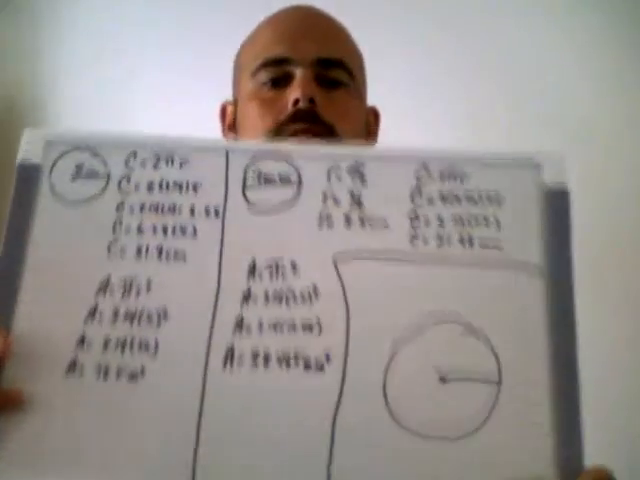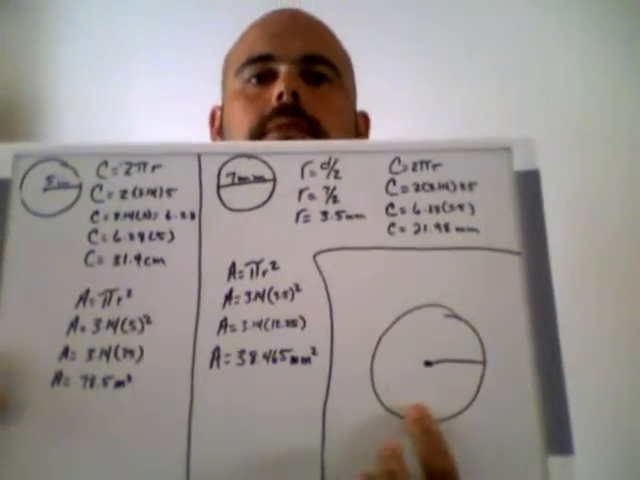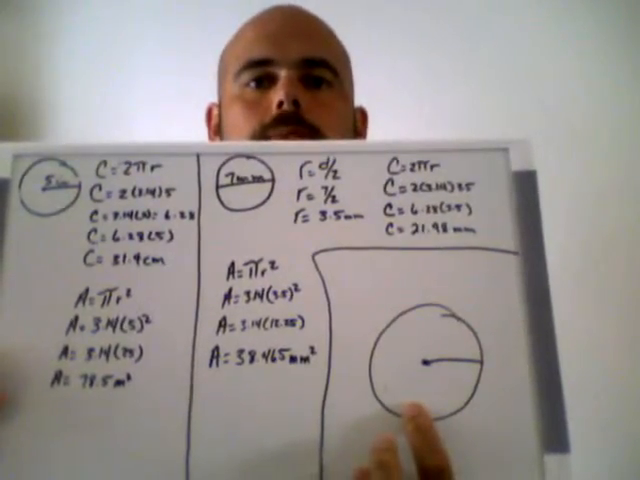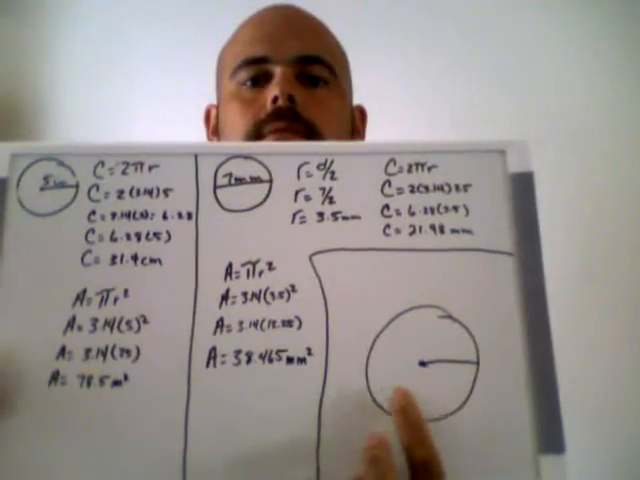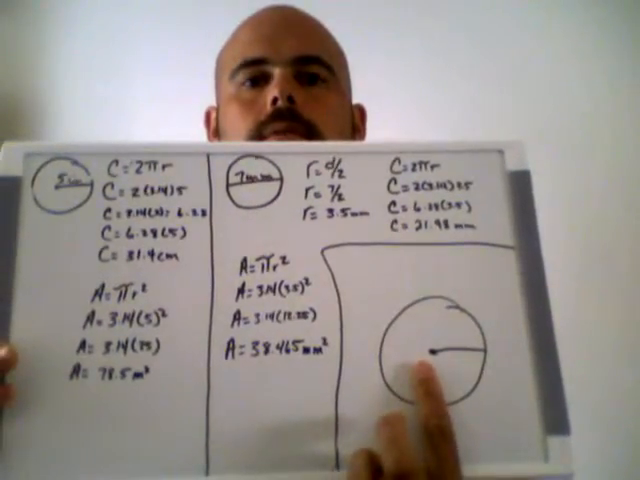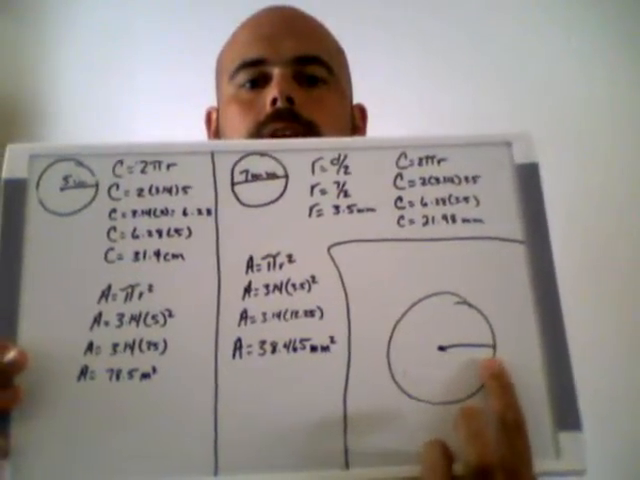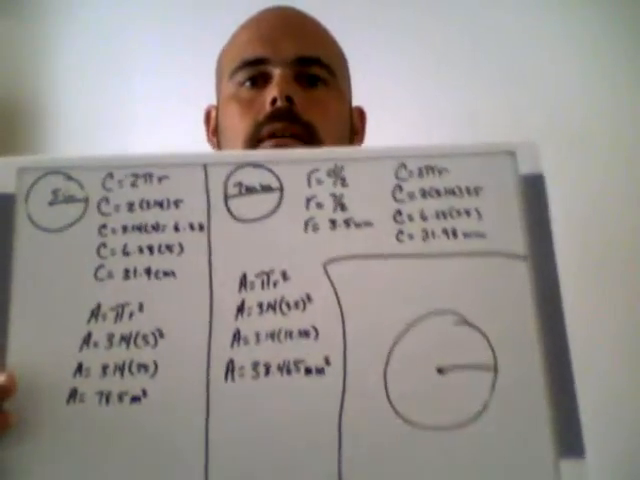Now, a radius is the distance from the middle of a circle to the outside edge. An example would look like this. The radius is the distance from the middle of the circle to the outside edge. Okay?